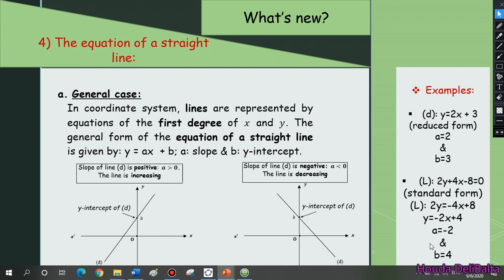So to sum up, in order to find and determine the slope and the y-intercept, I have to write the equation of the straight line in this form: y equals a real number times x plus something, or even plus 0. So I need to keep y alone and the others on the other side.